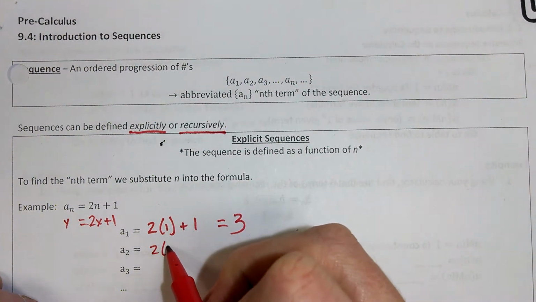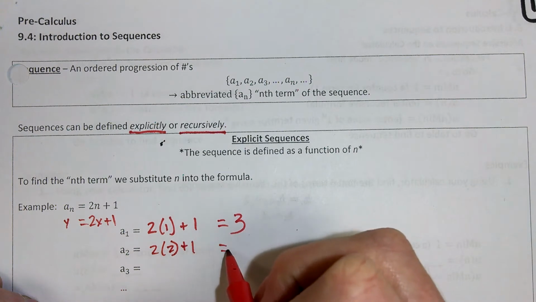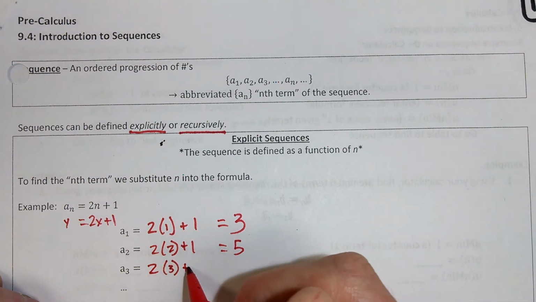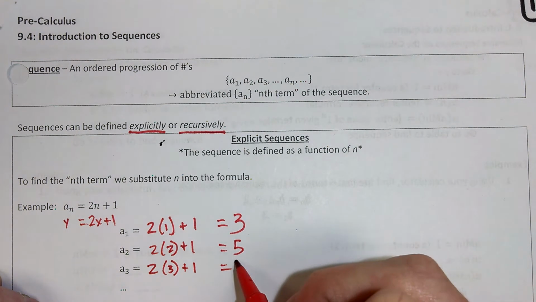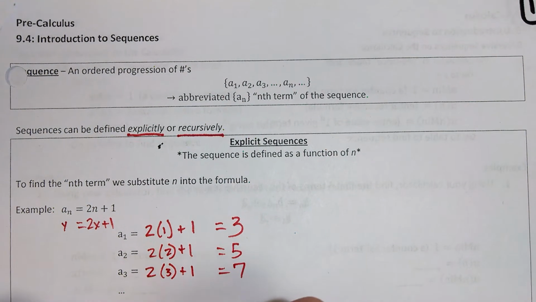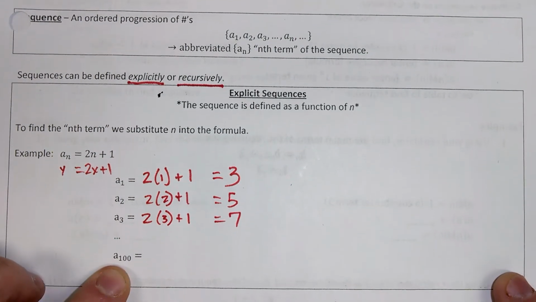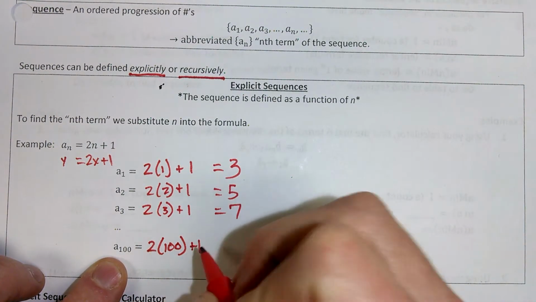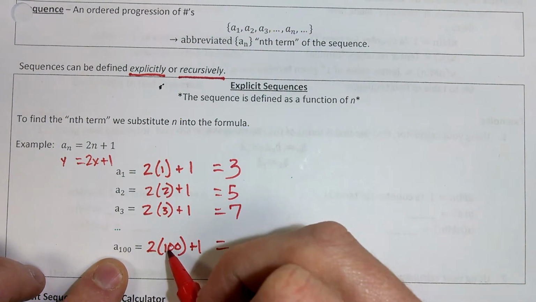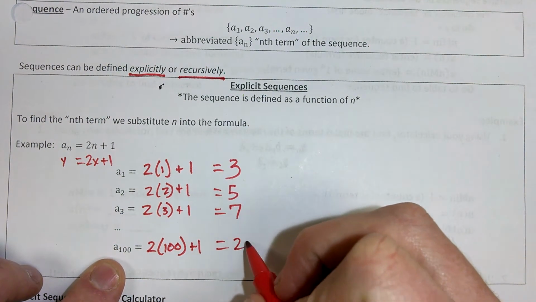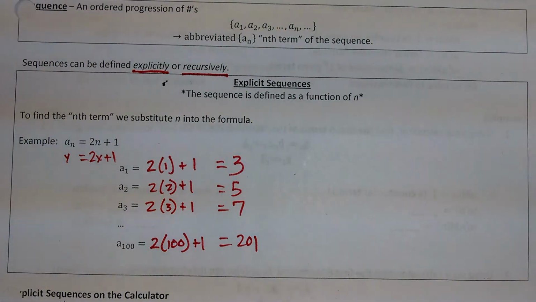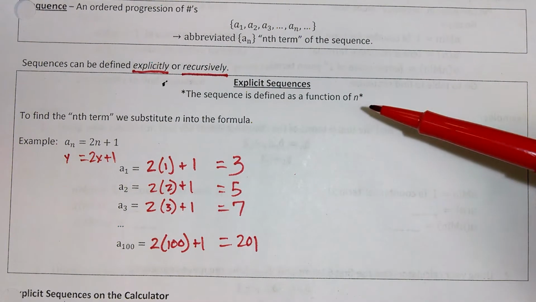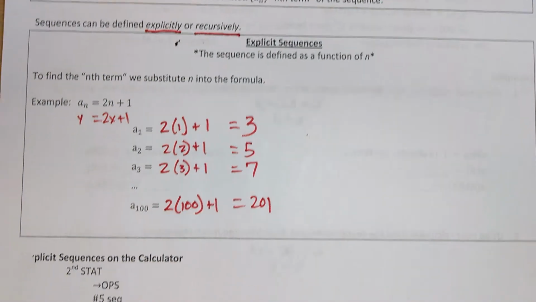Second term, we're going to plug in a 2. 4 and 1 is 5. Third term, plug in a 3, and so on. Okay, so our 100th term, it's kind of convenient. We can just substitute in a 100, just like in a linear function. 2 times 100 is 200, plus 1 is 201. Okay, so explicit rules work just like functions do.